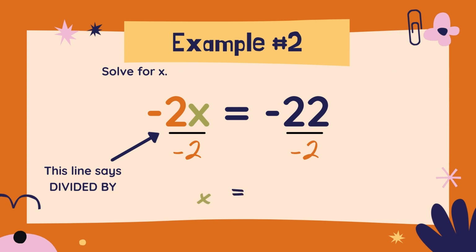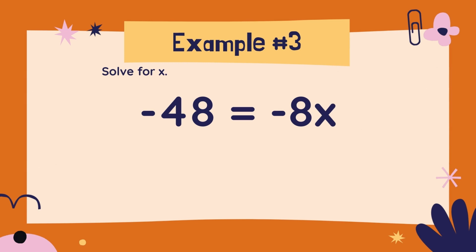On the left side, we have negative 2x divided by negative 2. Negative 2 divided by negative 2 is 1, so we have 1x, which we can write as x. On the right side, we have negative 22 divided by negative 2, which is positive 11. Always be sure that your solution looks something like this, with the variable equals the number. x equals 11.